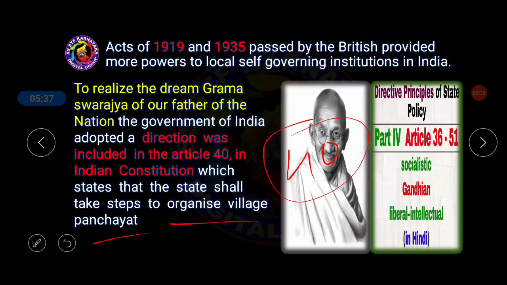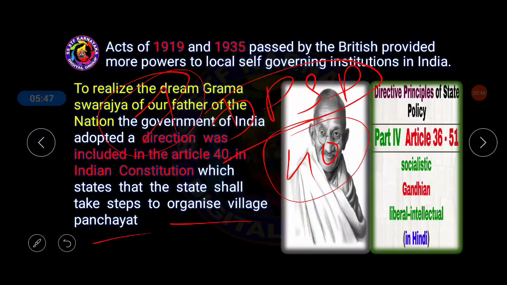Last year when you were studying in 7th standard, you were made well aware of the fundamental rights, fundamental duties, and DPSP. DPSP means Directive Principle of State Policy. Under Article 40 of the Directive Principles, it has been stated that it is the duty of the state, meaning the state government or central government, to take steps to organize the village panchayat.